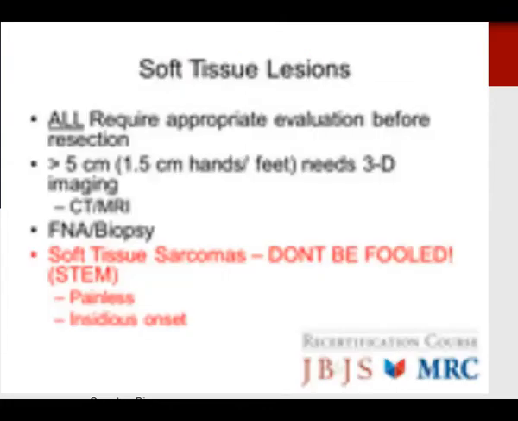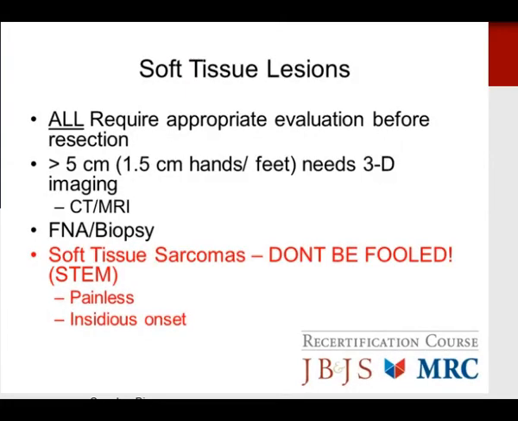Soft tissue lesions require appropriate evaluation before they're resected. A lesion that's bigger than 5 centimeters, deep to fascia and growing needs 3-dimensional imaging. That appropriate imaging can lead you to whether the lesion is fat, like I just showed you. If it's not, you need a biopsy. And again, don't be fooled. Soft tissue sarcomas can have a very long, slow, painless, insidious onset, but still be malignant.